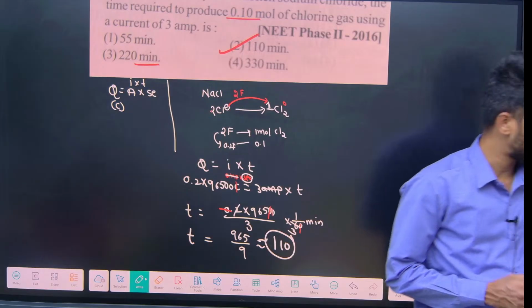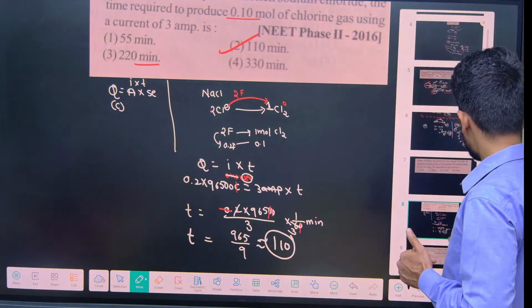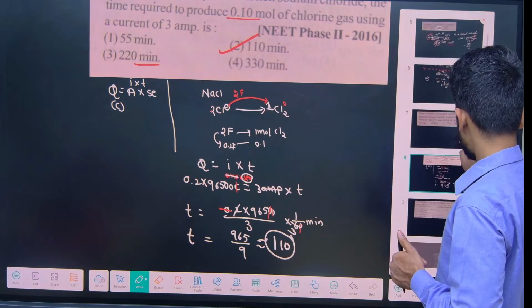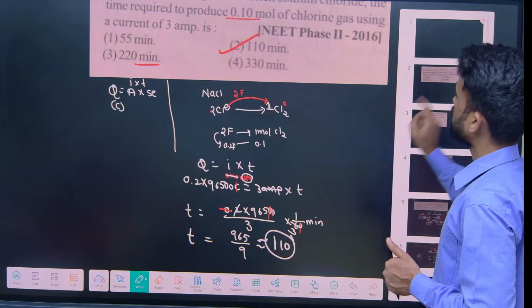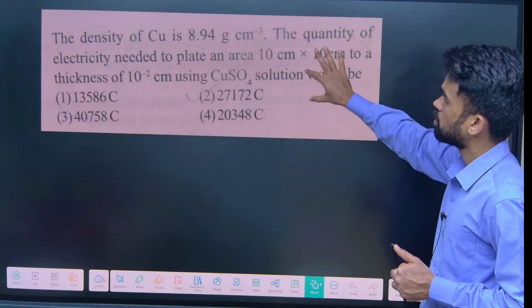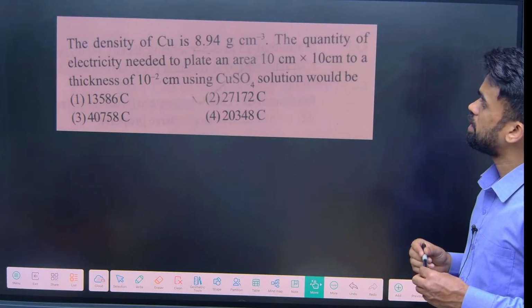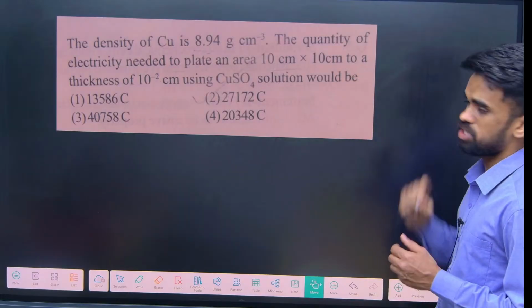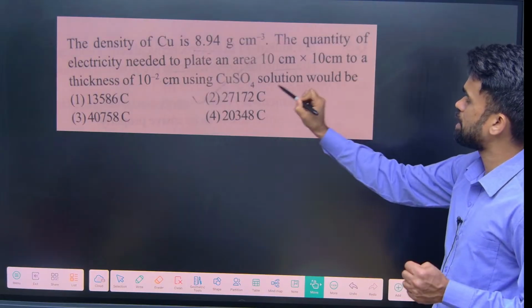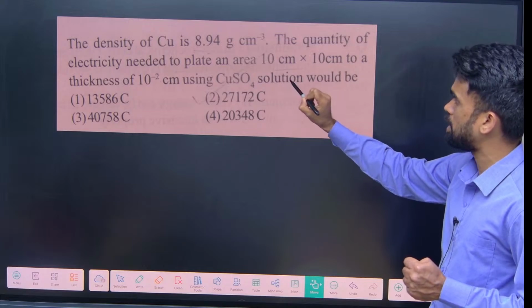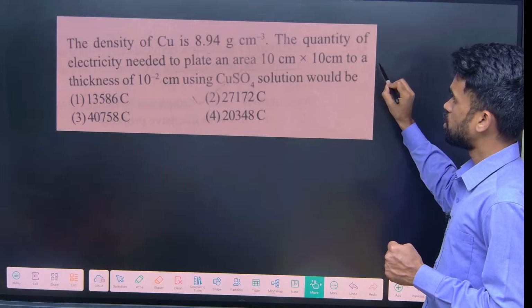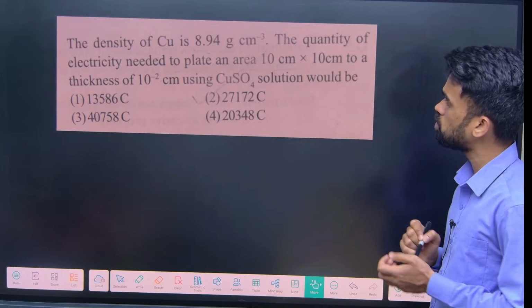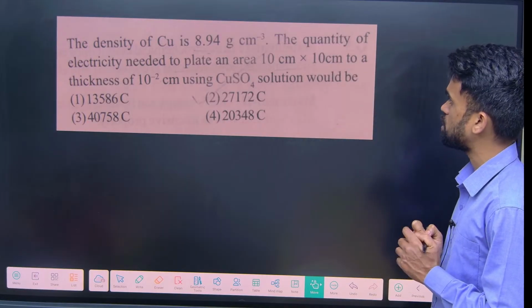Yeah, let's move forward. Look at this question again. The density of copper is that much. The quantity of electricity needed to plate an area of 10 centimeter by 10 centimeter to a thickness of 10 power minus 2 centimeter using copper sulfate solution would be.